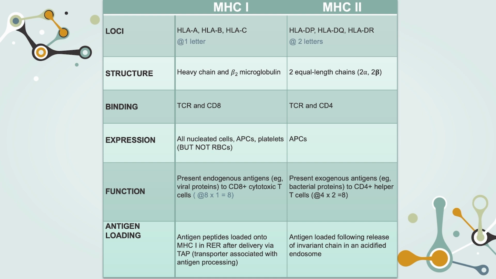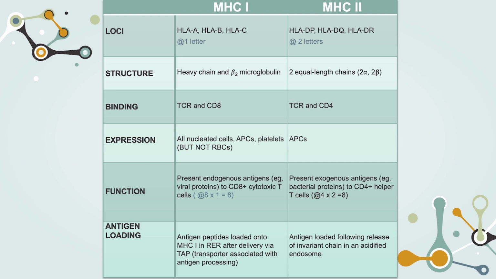Now let's talk about expression. Which cells express MHC1 and which cells express MHC2? You need to know that all the nucleated cells, antigen presenting cells, and platelets express MHC1 on their surface. But the unique thing is RBCs do not express MHC1. This is again high yield information for exams. Unlike MHC1, only antigen presenting cells express MHC2, another high yield piece of information.